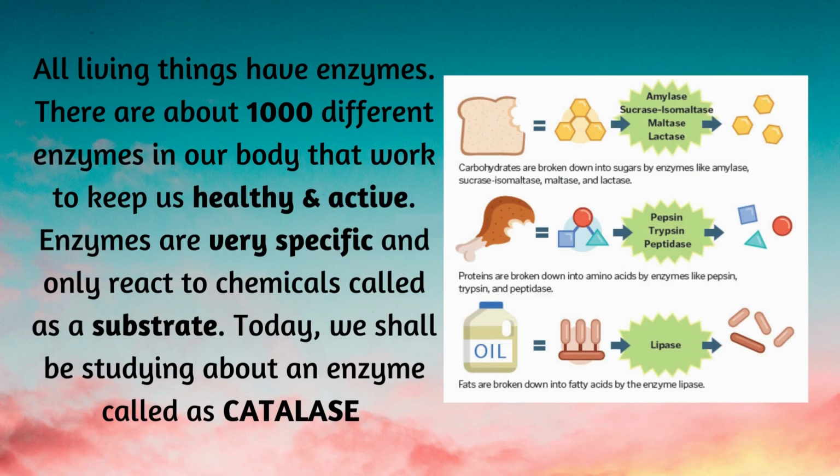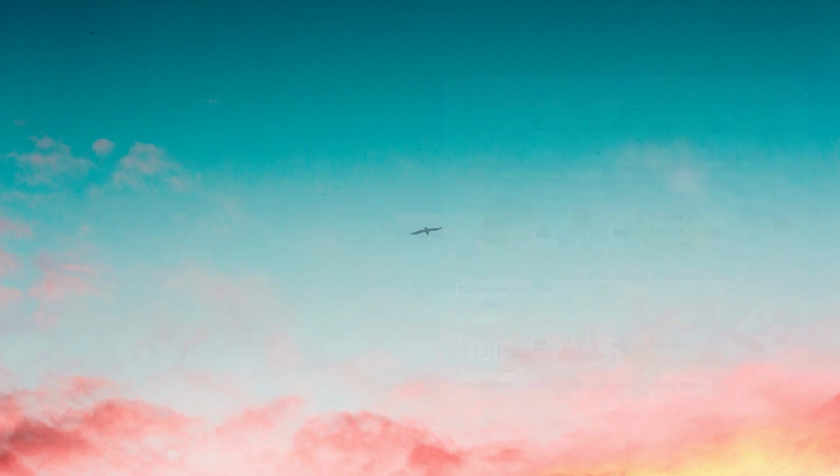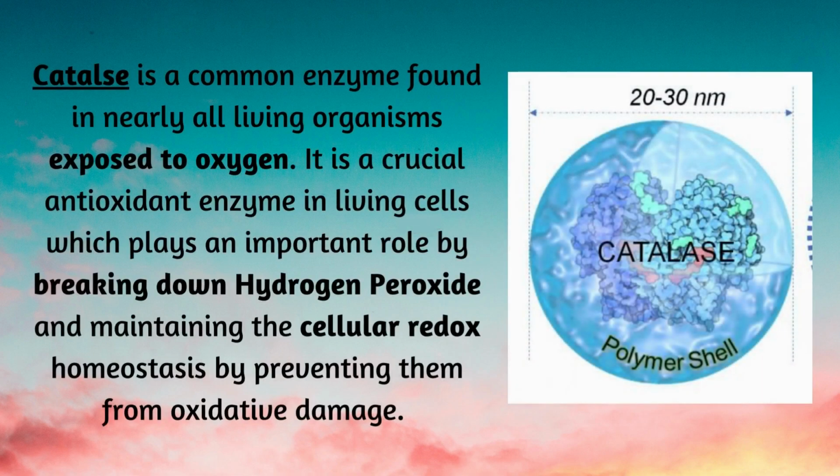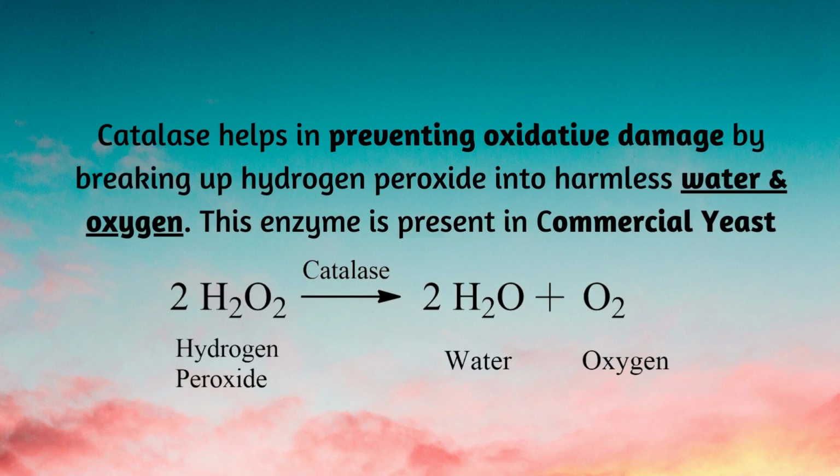Enzymes are very specific and only react with chemicals called a substrate. Today we shall be studying an enzyme called catalase. Catalase is a common enzyme found in nearly all living organisms exposed to oxygen. It is a crucial antioxidant enzyme in living cells, which plays an important role by breaking down hydrogen peroxide and maintaining the cellular redox homeostasis by protecting them from oxidative damage. Catalase helps in preventing the damage by breaking up hydrogen peroxide into harmless water and oxygen.